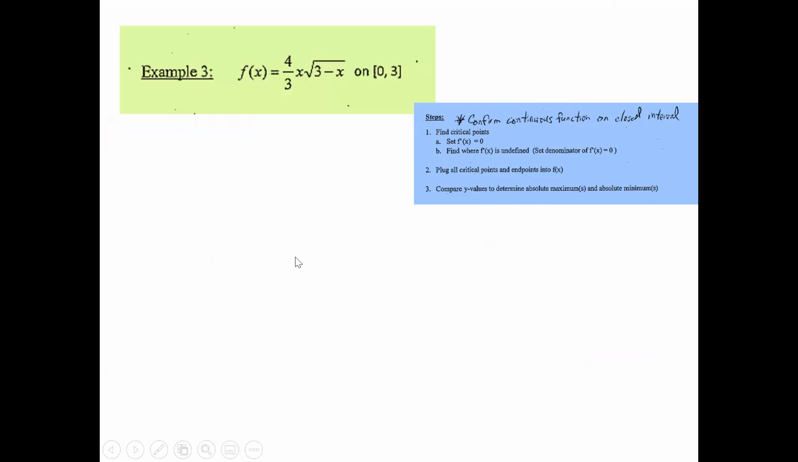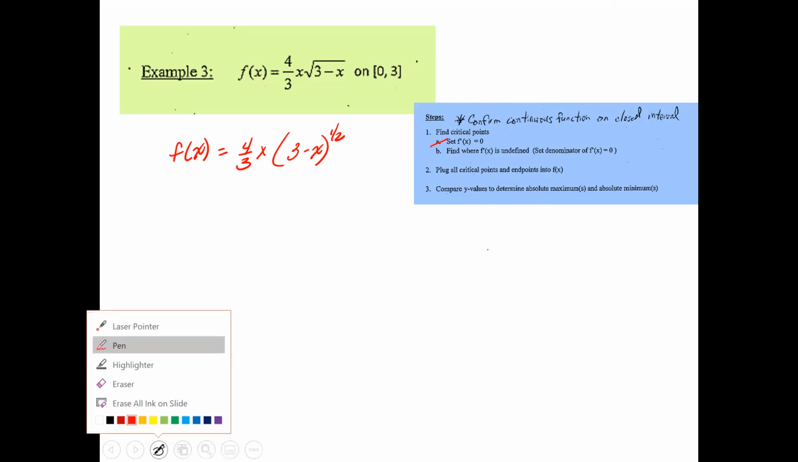All right, last one, example 3. We're going to go ahead and set up f prime of x equal to 0. So first things first, let's find f prime of x. But before we do that, you can't do it because you have a square root. So f of x, let me rewrite that, is equal to 4/3 x times 3 minus x to the 1/2. And you probably will have to use the product rule on this because I don't know how you will not be able to do it.